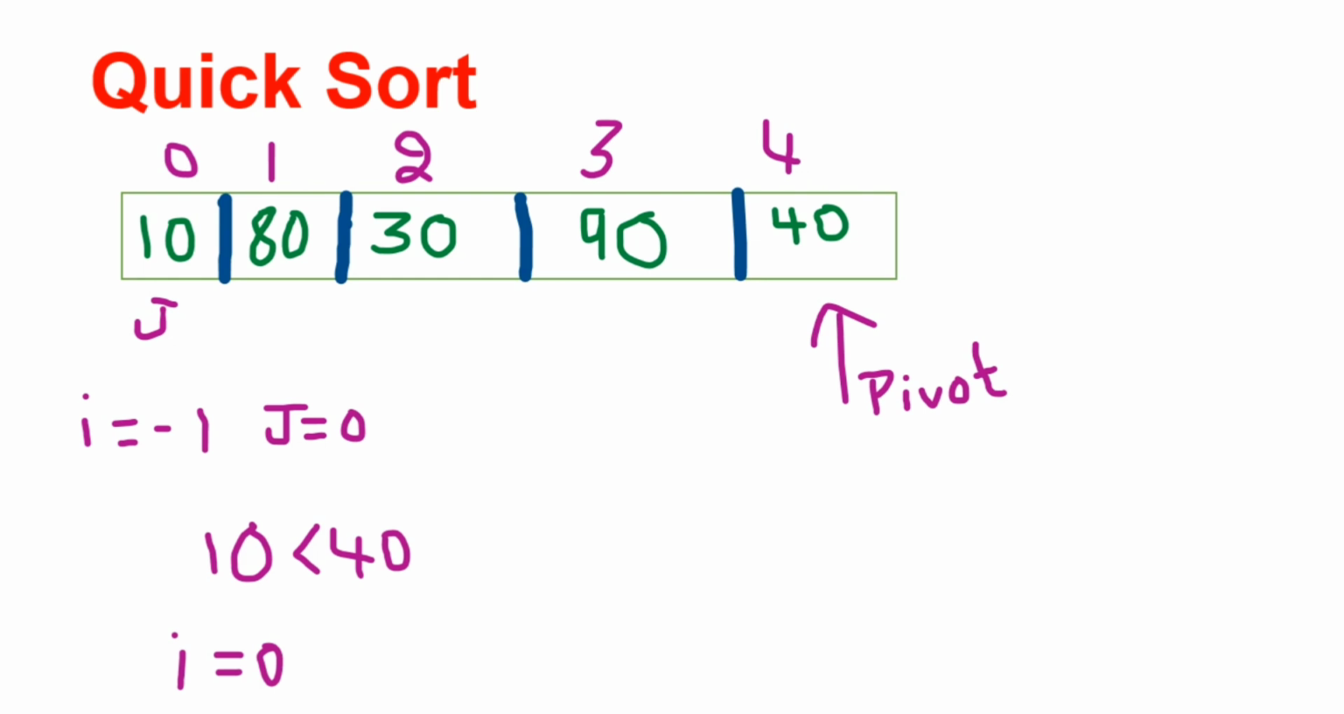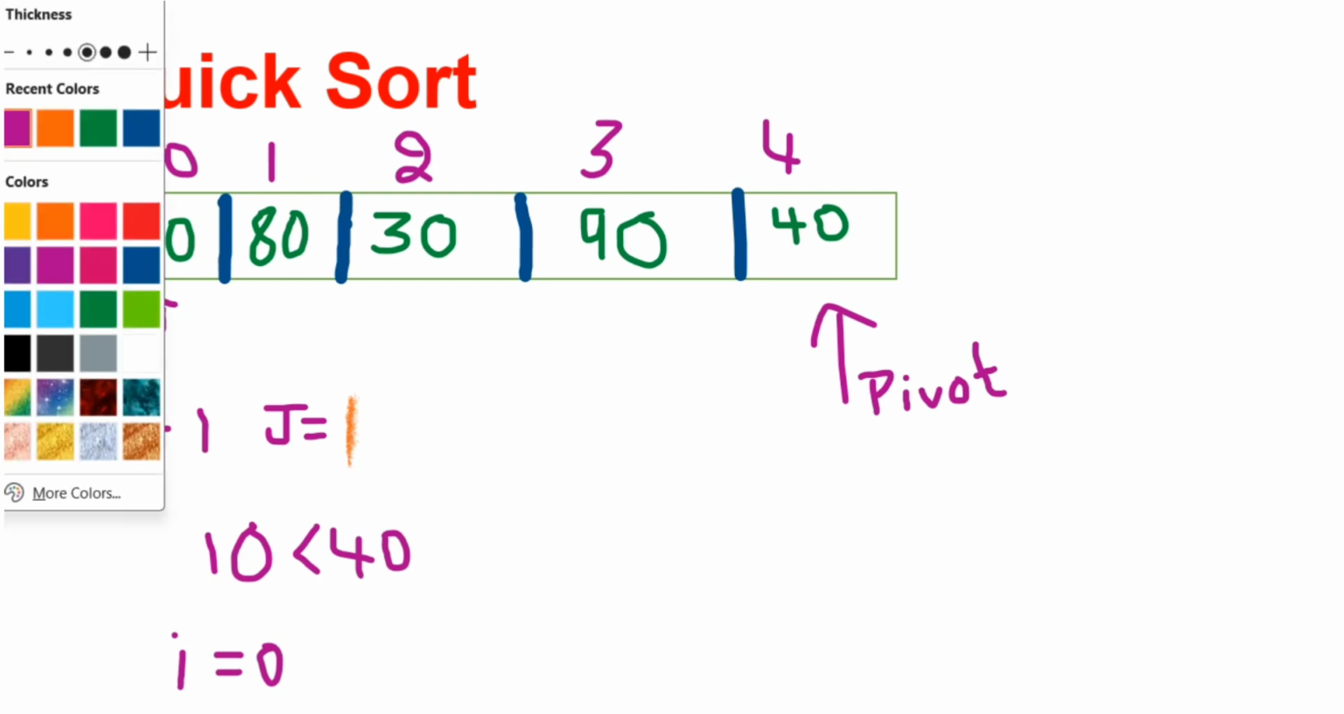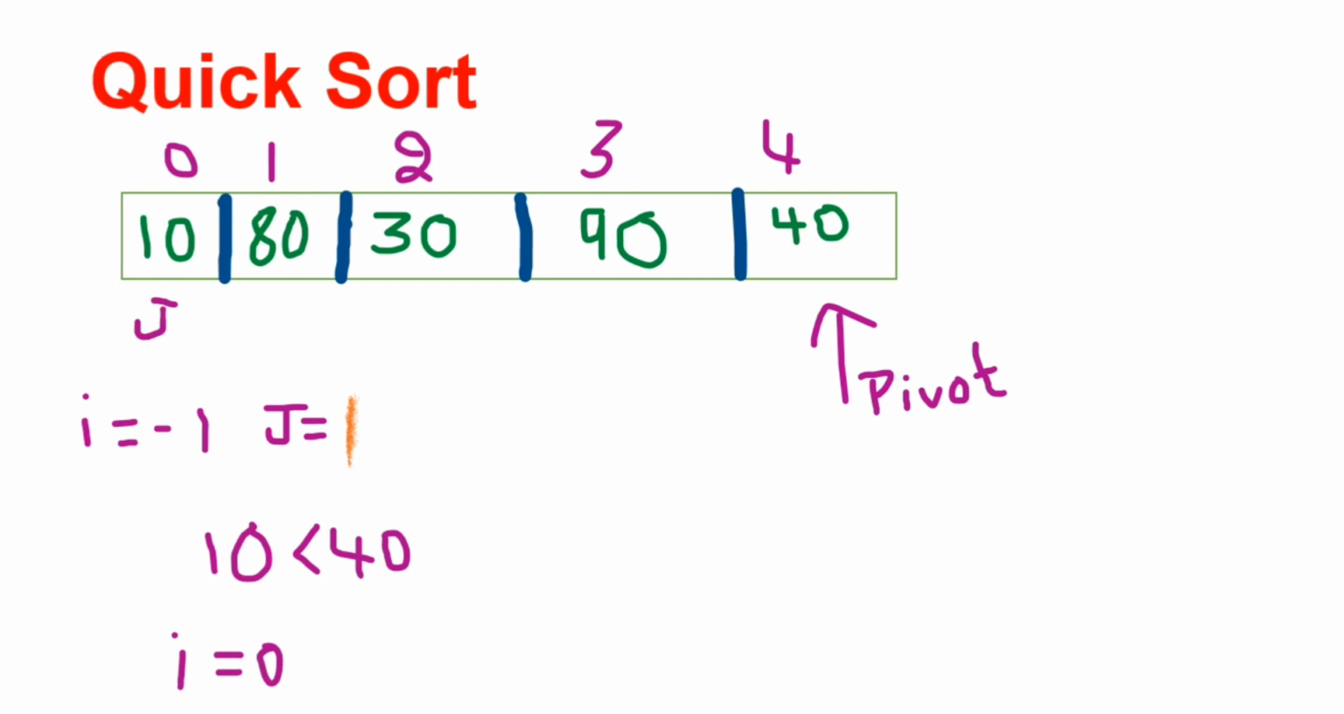That's it. Next, I go to the next element, that is j. Now j becomes 1. Again I compare with j. At index 1, the stored value is 80. Compare with 80.